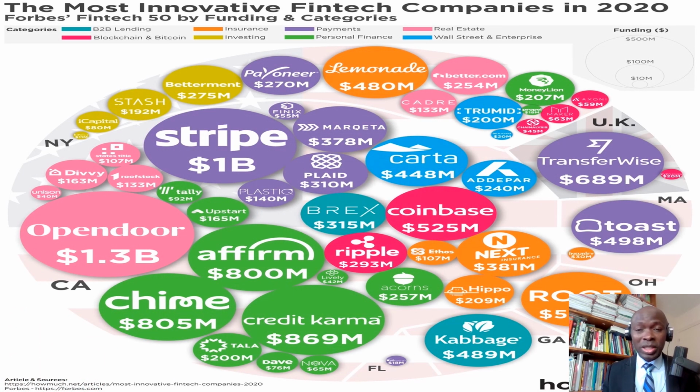And again in 2020, within the fintech space, for example, based on the Forbes Fintech 50 by funding and categories, you find that some of the companies that I mentioned in 2019 also made the list. You will find companies like Stripe, for example, whose valuation has increased. You find Open Door, Affirm, Chime, Credit Karma, Ripple, Coinbase, TransferWise. These are all fintech companies that are doing exceptionally well within the fintech space.